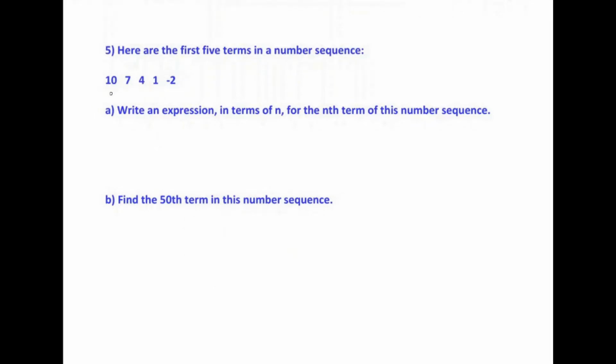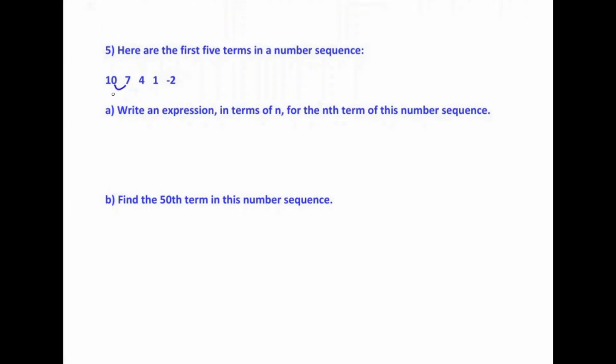So in question 5, we have here the first 5 terms in the number sequence. We have 10, 7, 4, 1, and -2. The first thing you notice in this one is that the numbers are decreasing. And part A says write an expression in terms of n for the nth term of this number sequence. So can we find the difference between the terms?